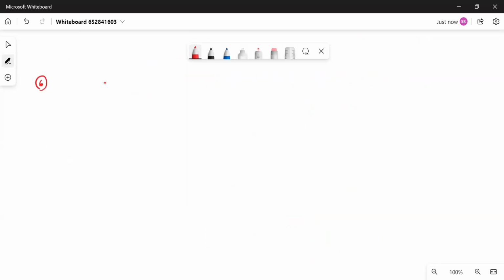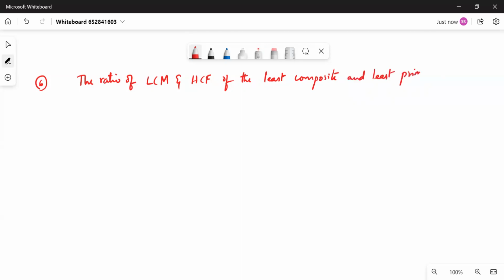Question number 6. The ratio of LCM and HCF of the least composite and least prime number is dash. What is the least composite number, sir?